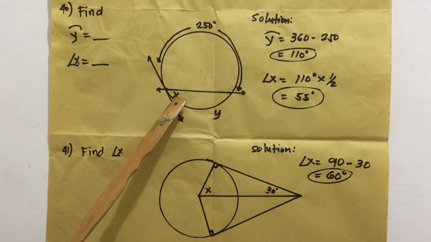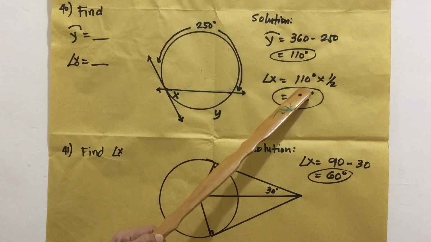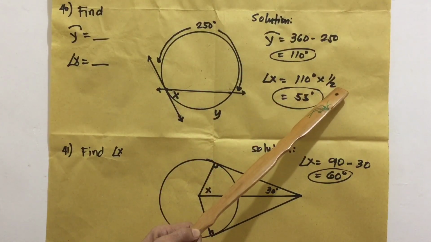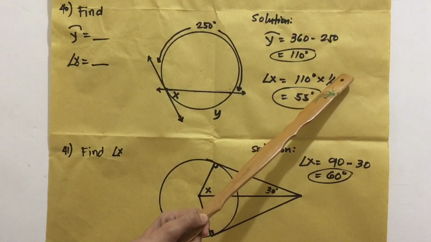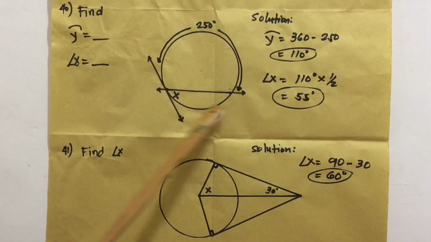To find the angle X, our computation is 110 degrees, which is the arc, times 1/2. So it becomes 110 degrees times 1 divided by 2. So the angle X is equal to 50 degrees.